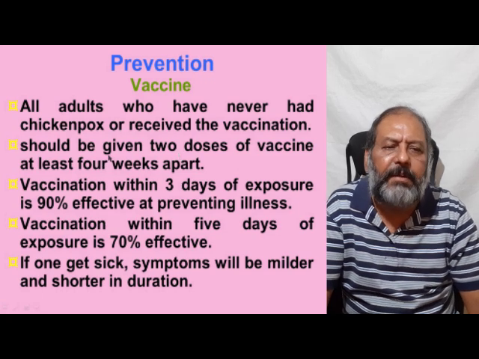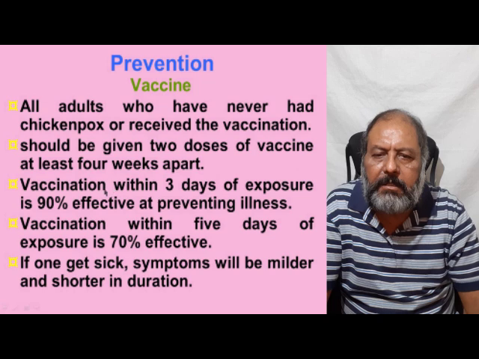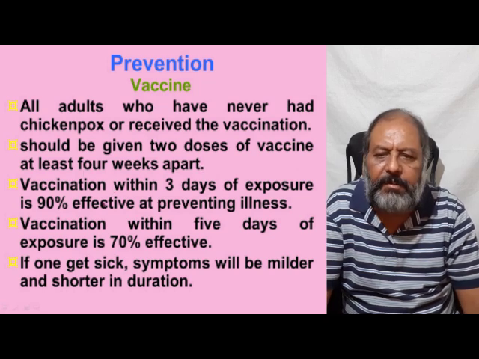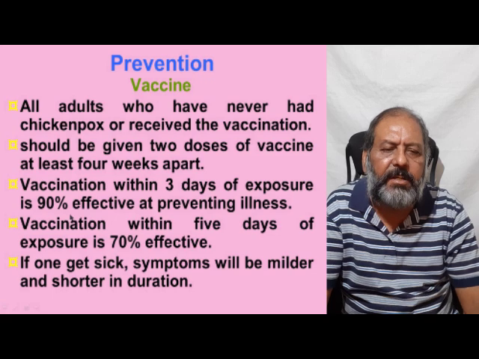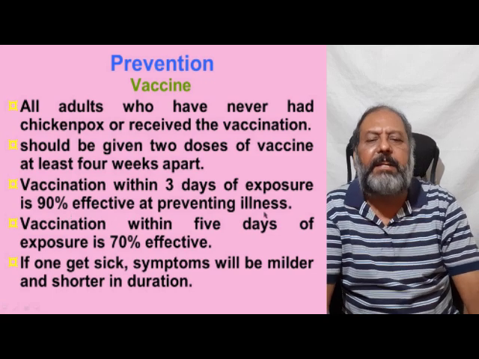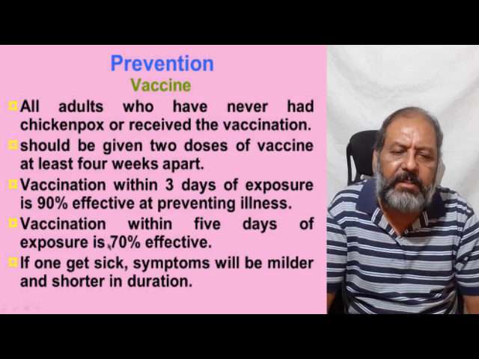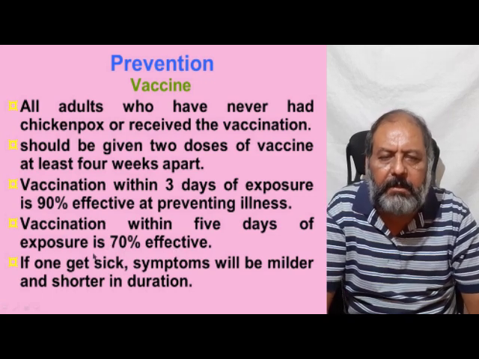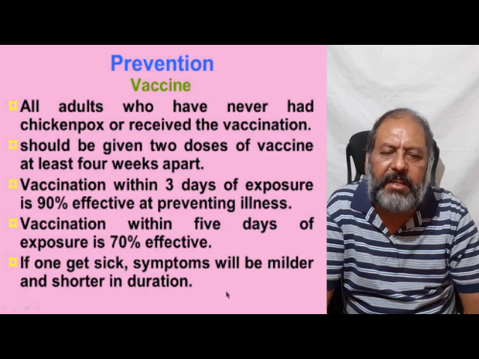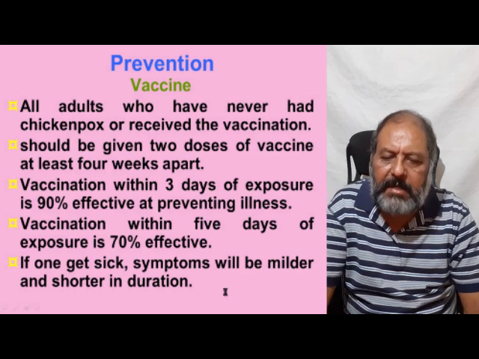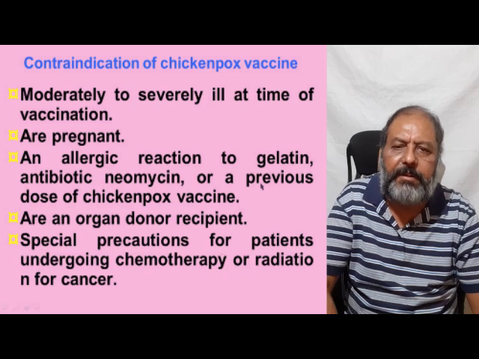All adults who have never had chickenpox or received the vaccination should be given 2 doses of the vaccine at least 4 weeks apart. Vaccination within 3 days of exposure is 90% effective to prevent the illness, and vaccination within 5 days of exposure is 70% effective. If one gets sick, symptoms will be milder and shorter in duration if the person is vaccinated.